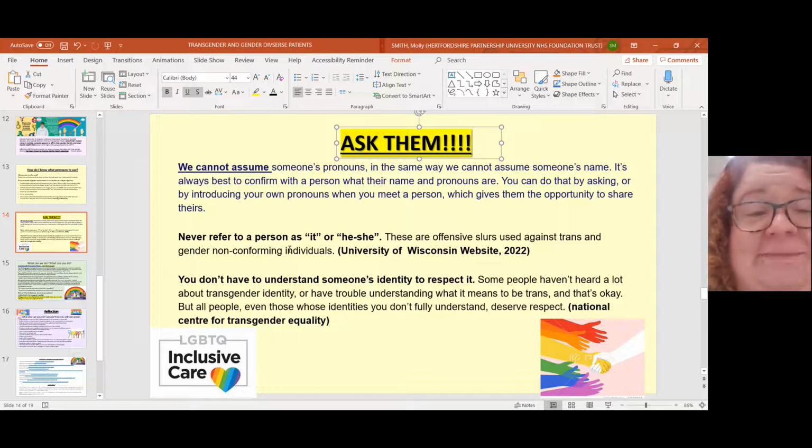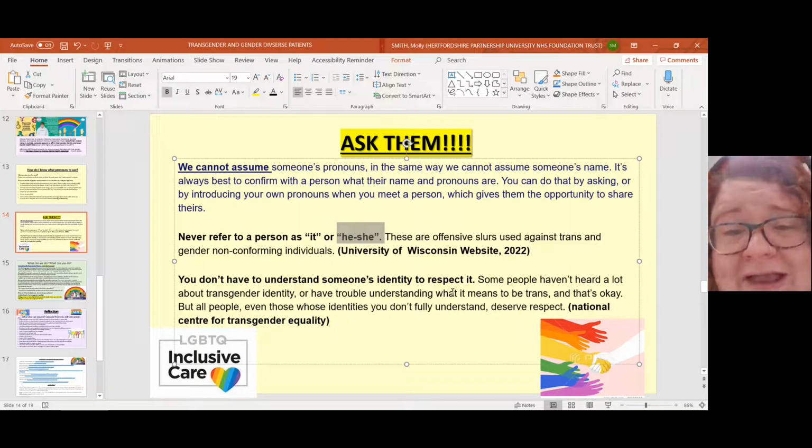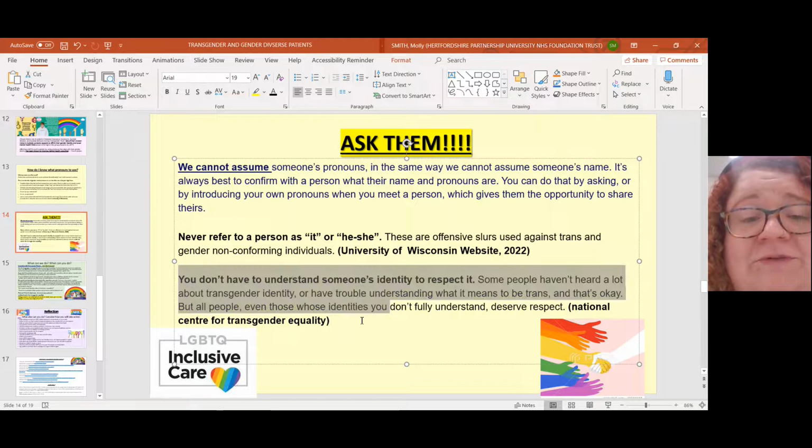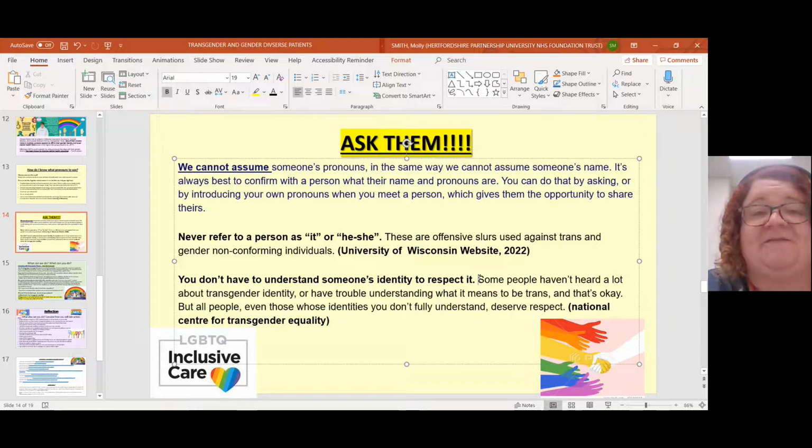Please never refer to somebody as it. That's really dehumanizing. And he-she is a nasty slur that people would not like. They're offensive. Do not use those. And again, you don't have to understand someone's identity to respect it. If you don't understand someone being gender diverse or transgender, that's fine, but you can still respect it as a member of staff, and you can respect them as a human being. You don't have to agree with it either, but you can still be decent and respect someone.